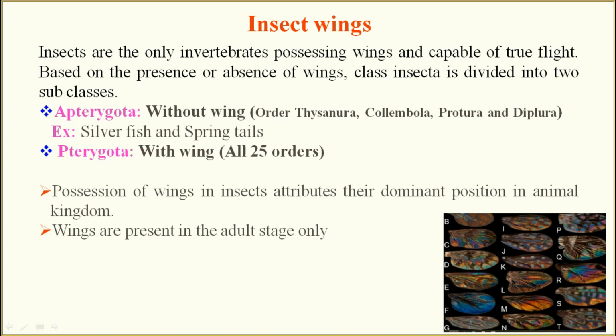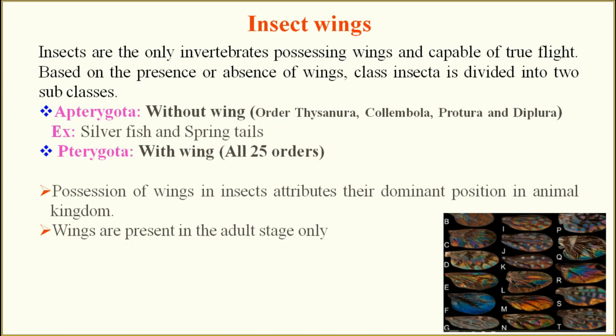Insects are the only invertebrates possessing wings and capable of true flight. Based on the presence or absence of wings, class Insecta is divided into two subclasses. What are those? One is Apterygota, another one is Pterygota. Already you have discussed these things. Apterygota means what is the meaning? Those who do not have the ptera. Those who do not have the wings.